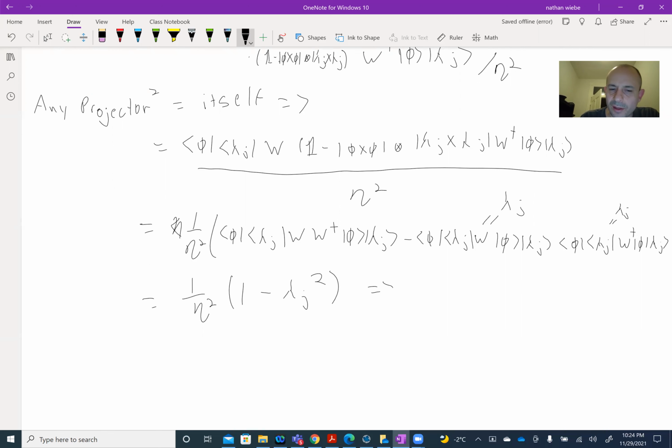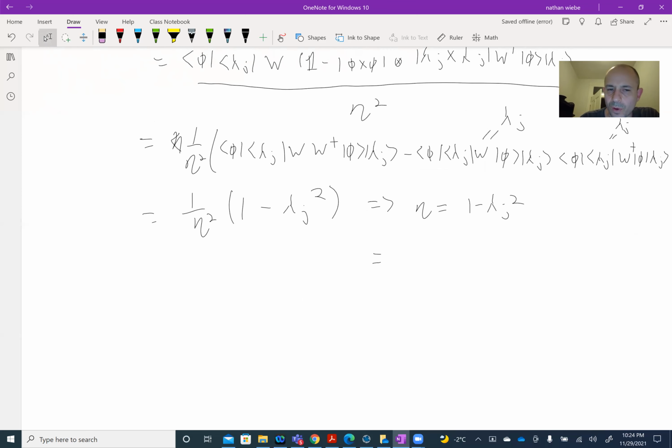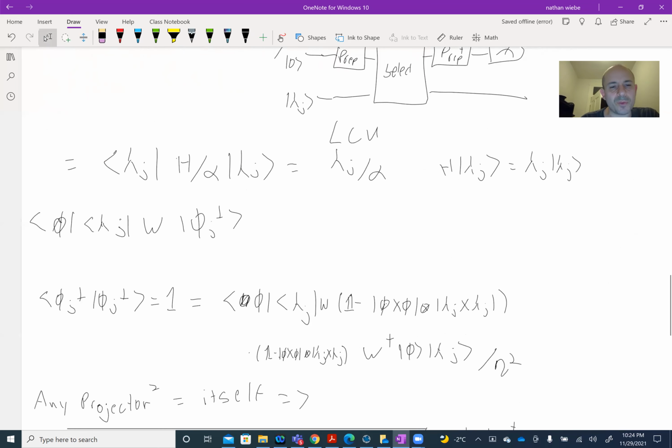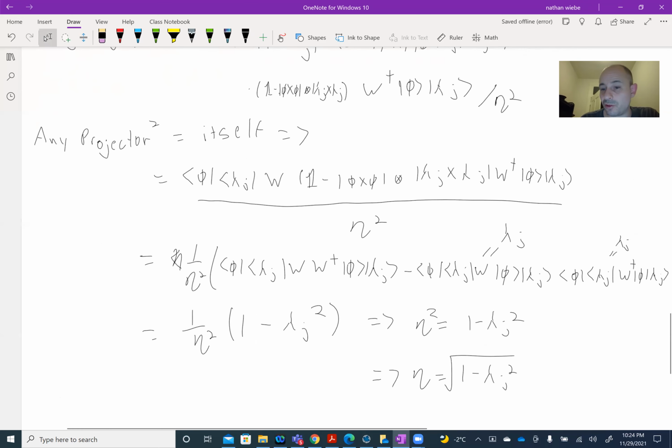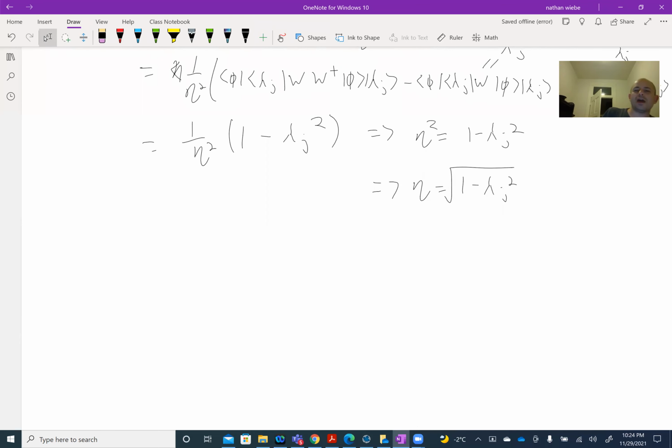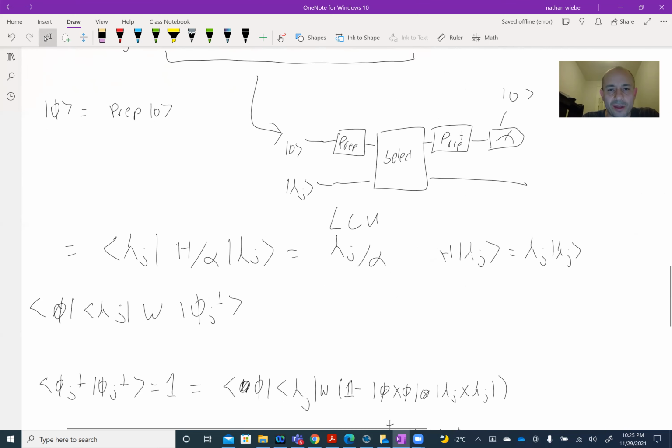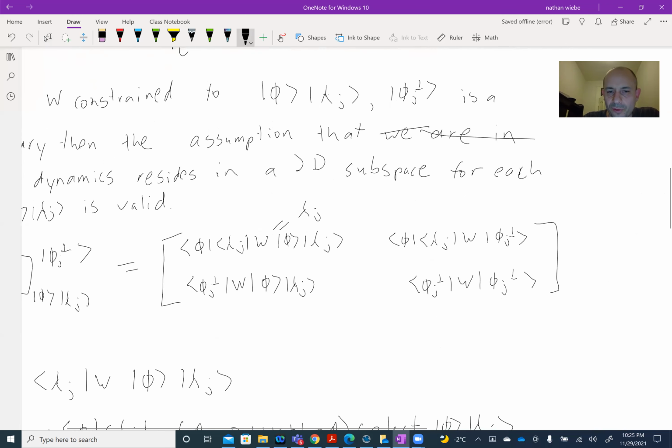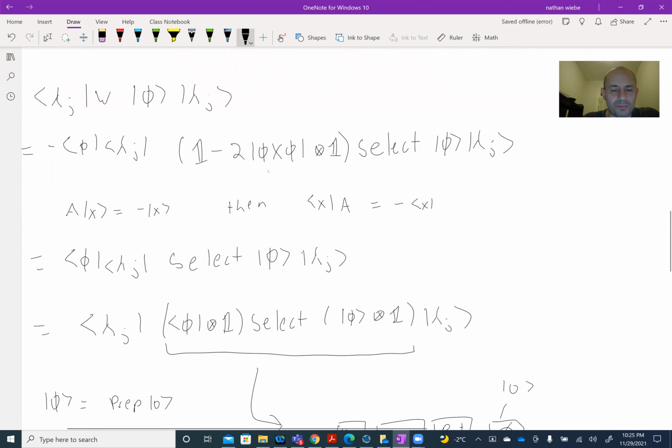This implies that eta squared has to be equal to 1 minus lambda j squared. And this implies that eta is equal to the square root of 1 minus lambda j squared. Okay, good. So now what we need to do is reason about what the inner product is to find the upper right matrix element of this. So we need to figure out this guy up here.